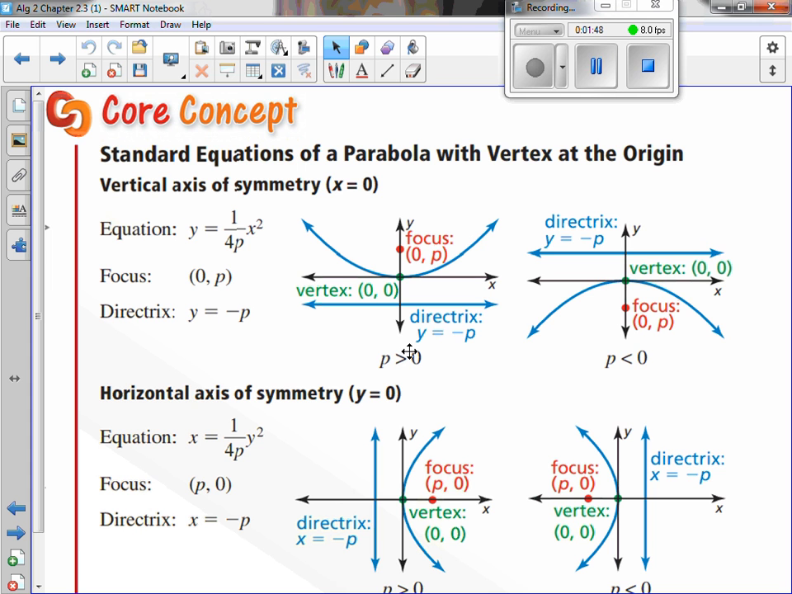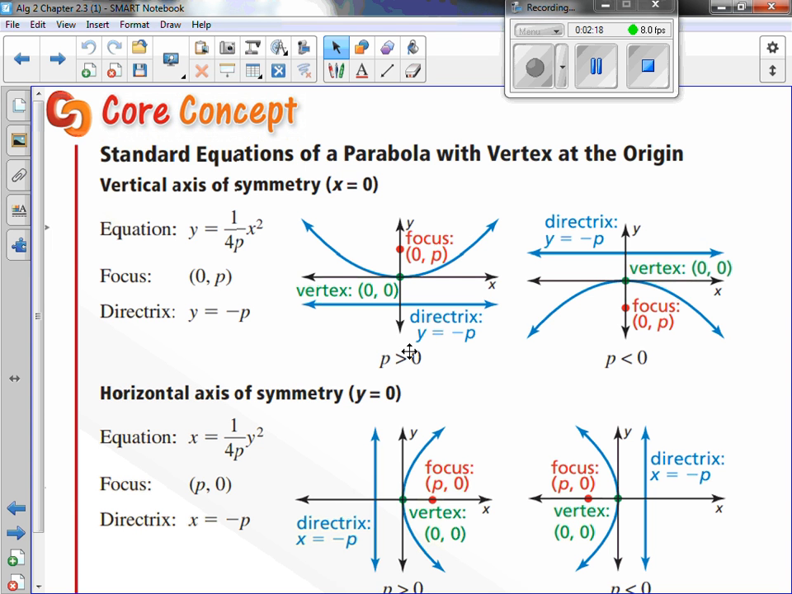But as you see here, we have 2 equations, yes? One of our equations is y equals 1 over 4p x squared. Y'all see that there, yes? That's our first equation. Now the focus is 0, comma p.